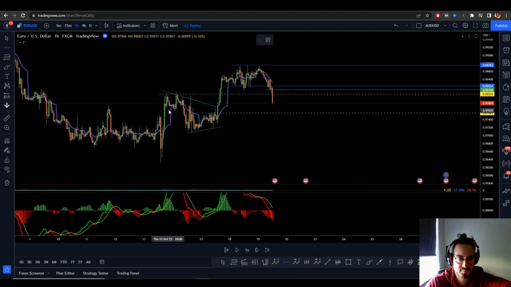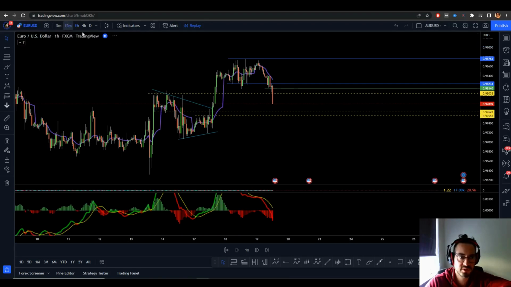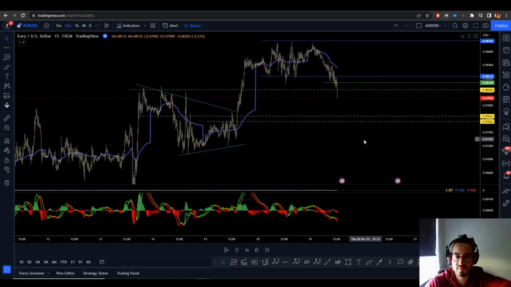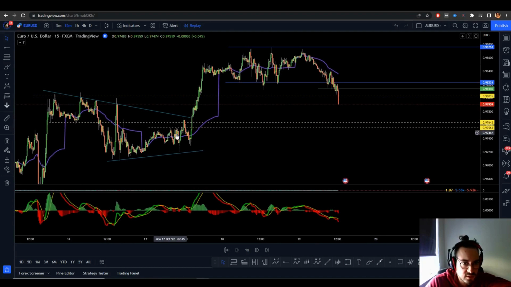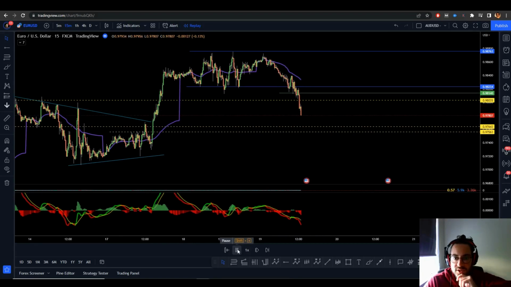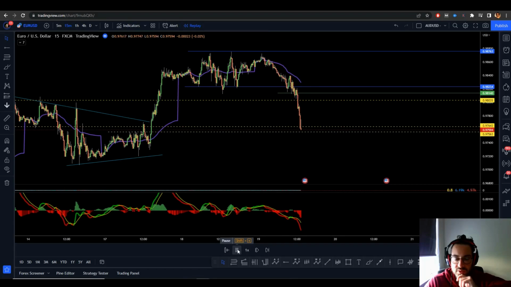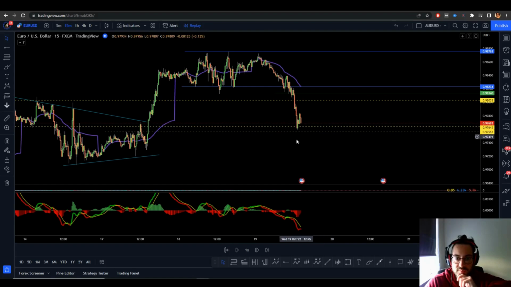We also see support here. So we have a little zone in here. Let's see if we will even reach this area. Let me check the 15 minute. Yeah, it's good. Okay. Let's see. Okay, we came down. So yeah, that would be a trade.